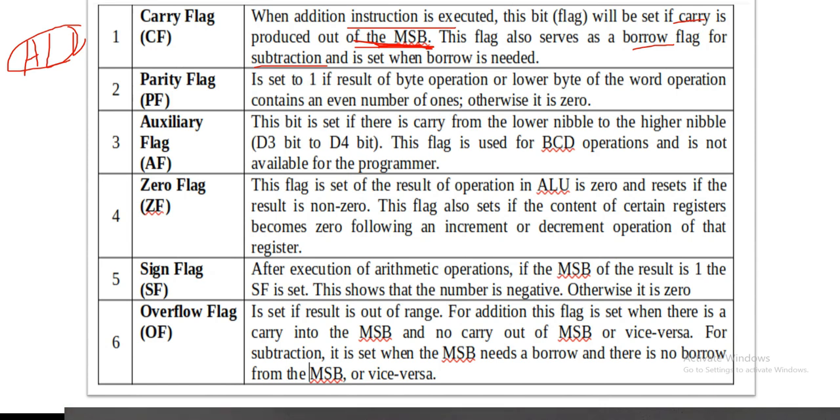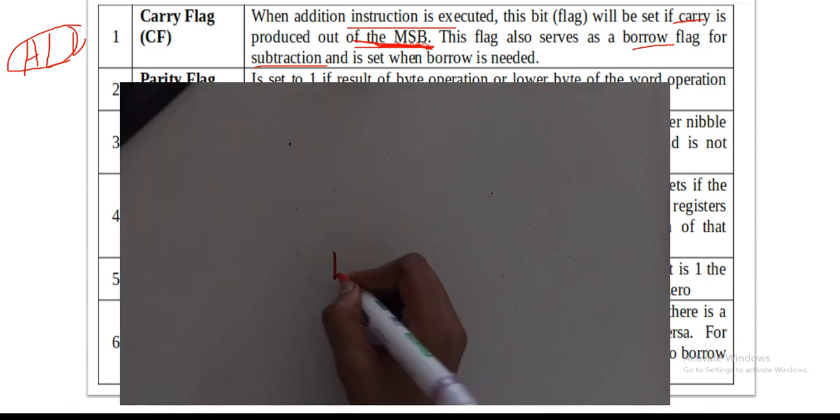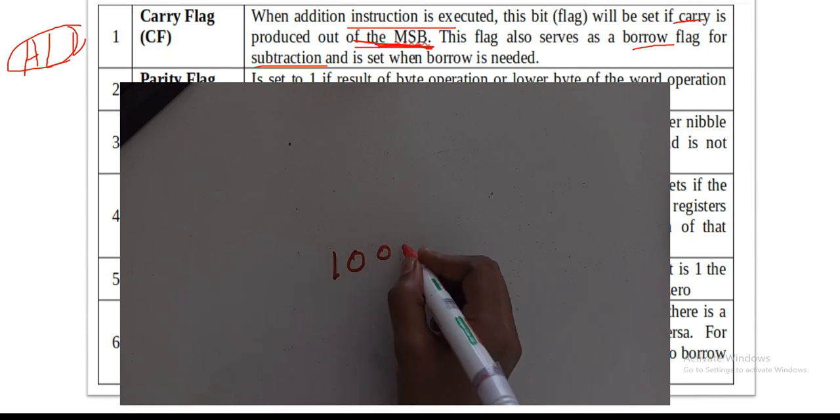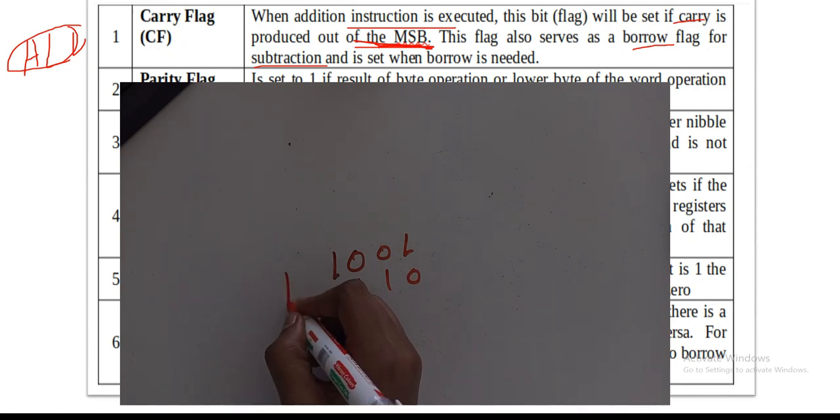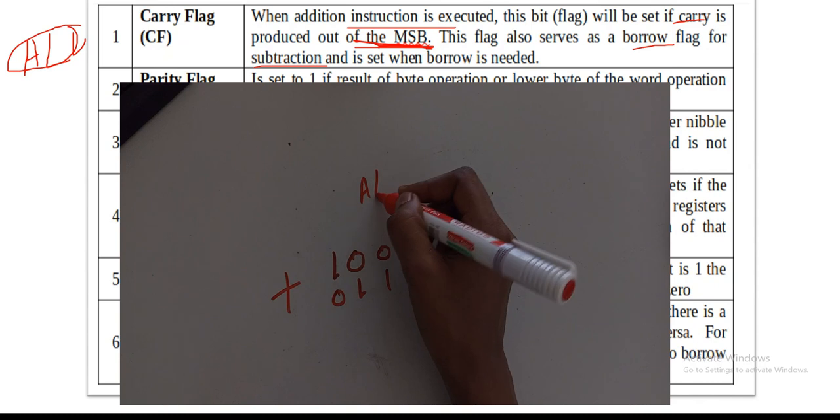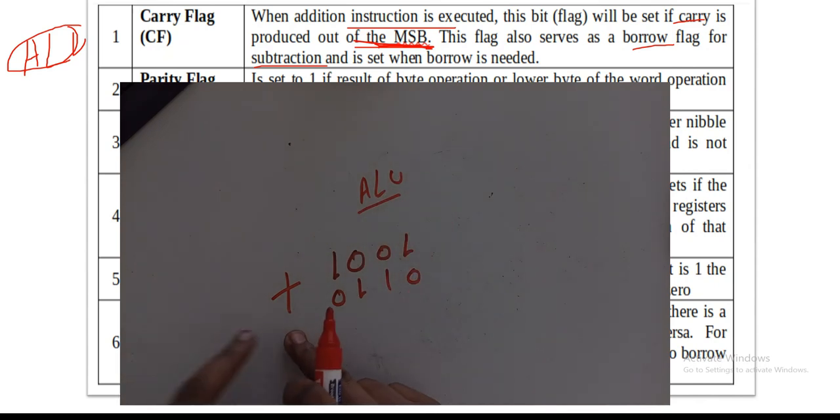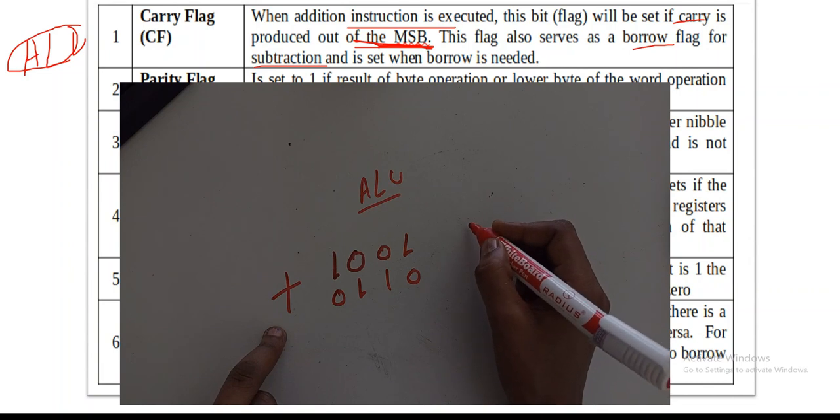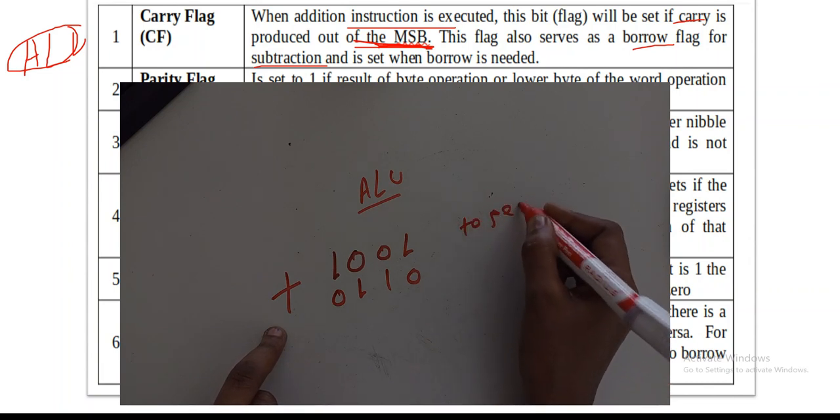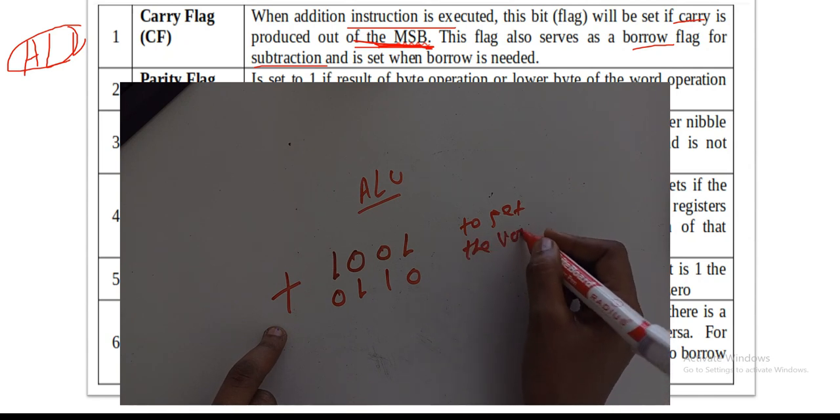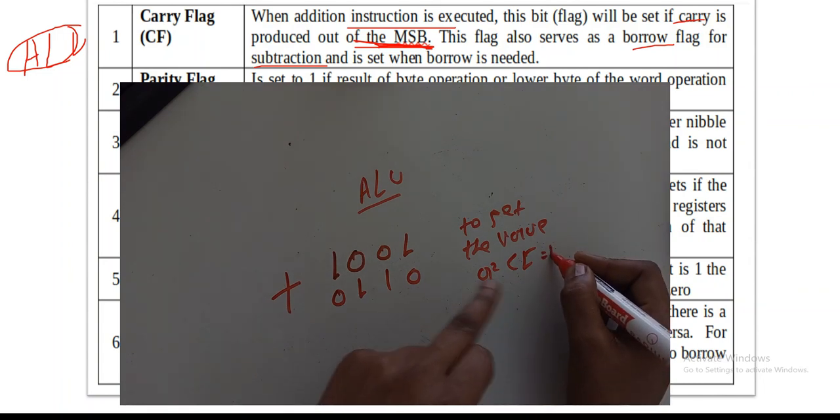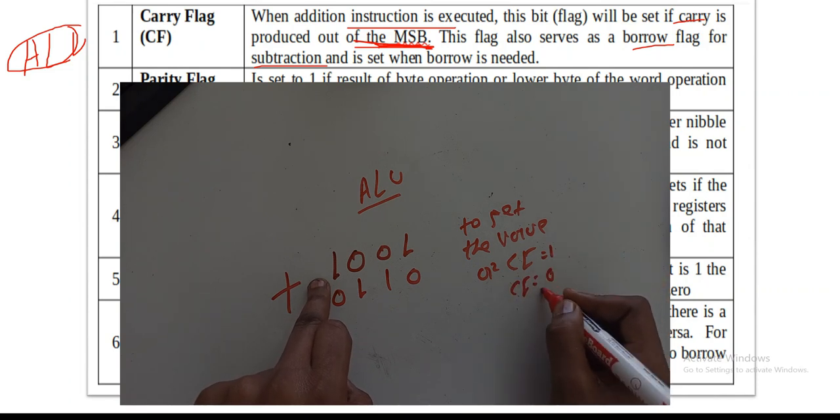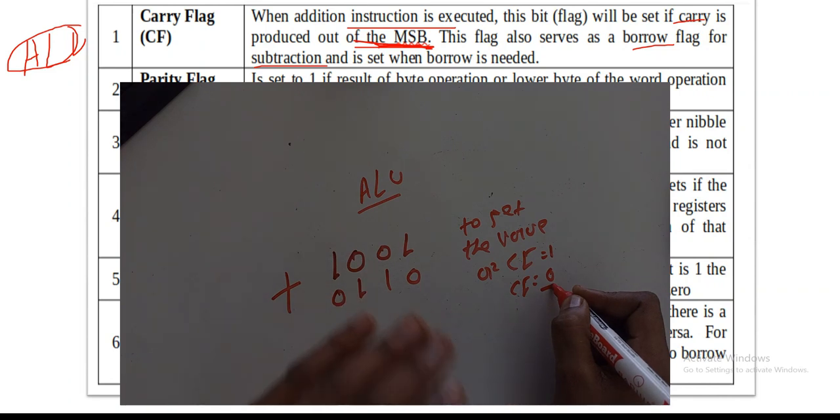For instance, let's see a simple example, 1 0 0 1 0 1 1 0. If this is an ALU operation of addition, the value of the carry flag is equal to 1 when there is a carry on the most significant bit. Carry flag is equal to 0 if there is no carry on the most significant bit.